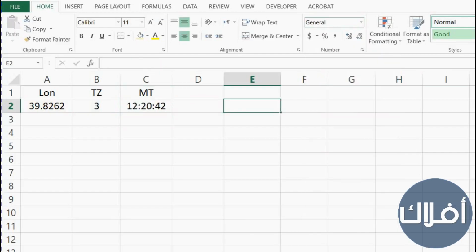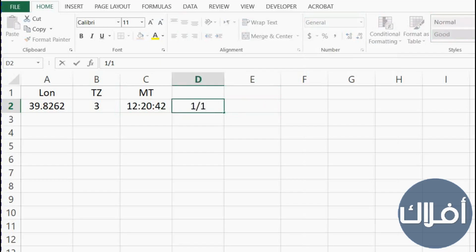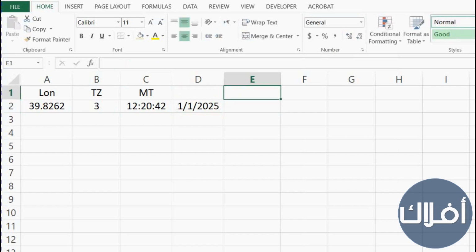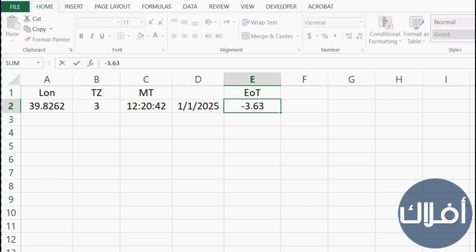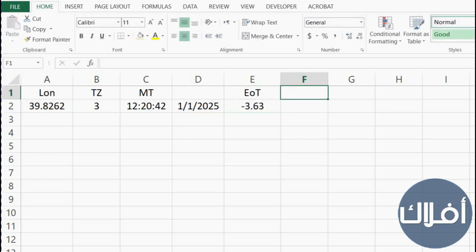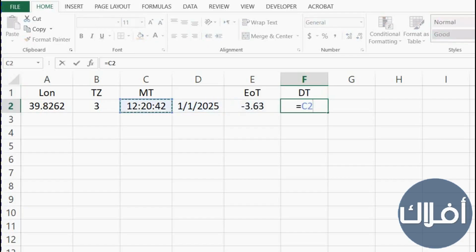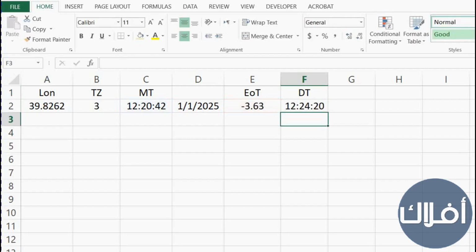To know Dhuhur time on a specific day, we need to know the equation of time value for that day. Let's have the date here. Use 1/1/2025. The next step is to know the value of the equation of time for this date and this longitude. Let's assume the value is minus 3.63. And by the way, this is the correct value. We can calculate Dhuhur time dt as MT minus equation of time over 1440. This will be Dhuhur time.